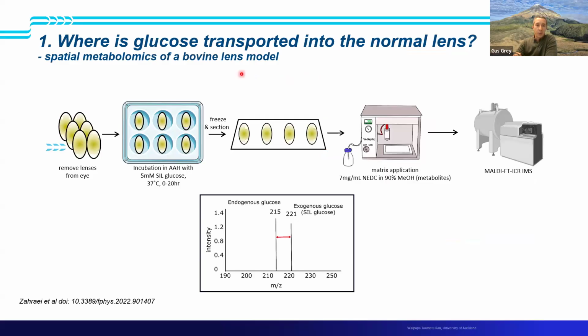We're using a bovine lens model. We take lenses freshly collected from our local abattoir, so they're in a relatively healthy state. We incubate them in an artificial aqueous humor that has a physiologically relevant concentration of isotopically labeled glucose, and we incubate for varying different times. We then take those lenses out, freeze them, section them, spray them with matrix. And here we've done FTICR-based multi-imaging to detect that exogenous glucose uptake and metabolism.